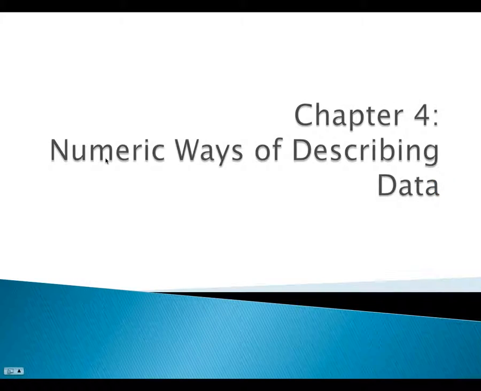So, chapter 3 was all about the graphs. So you take a sample, or you have some data, the first thing that you do is you display it in a graph. And then chapter 4 is all the numeric ways of describing that data.